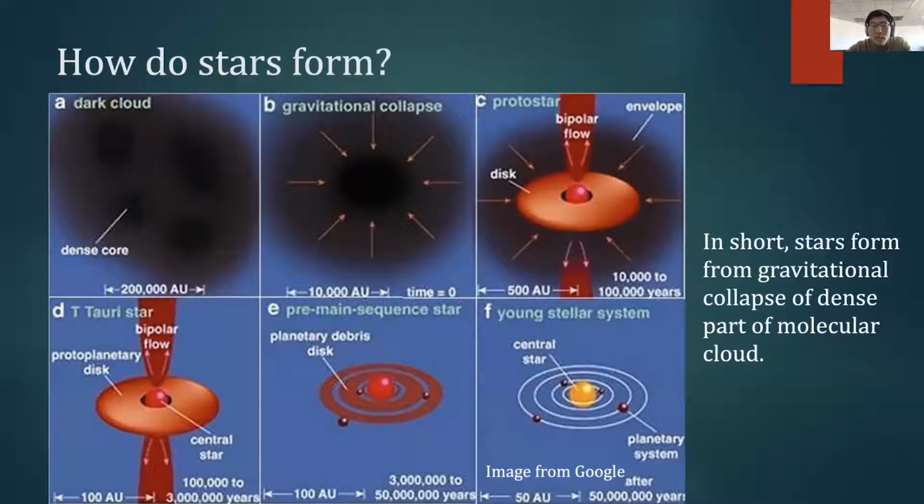cores would keep collapsing into protostars, and then T-Tauri stars, and then pre-main sequence stars. And finally, young stellar systems are born. So in short, stars are formed from gravitational collapse of the dense part of molecular clouds.